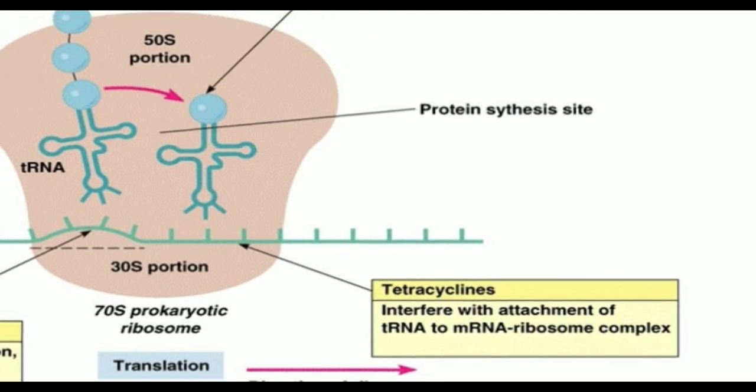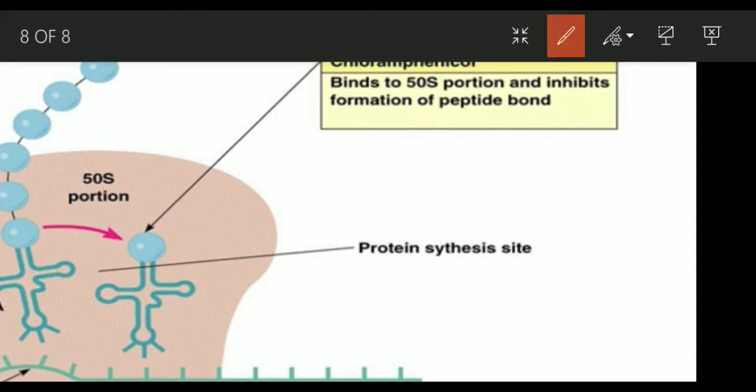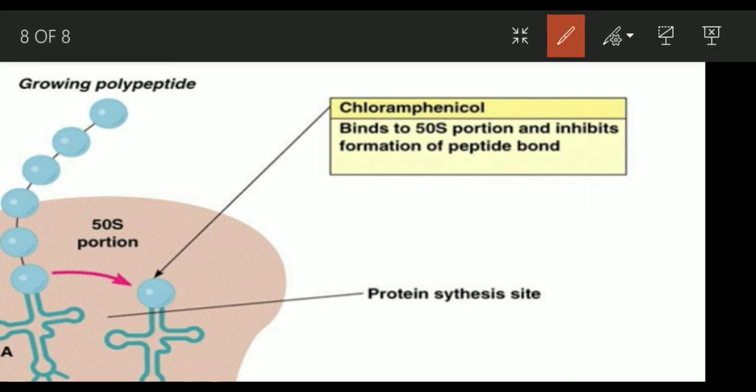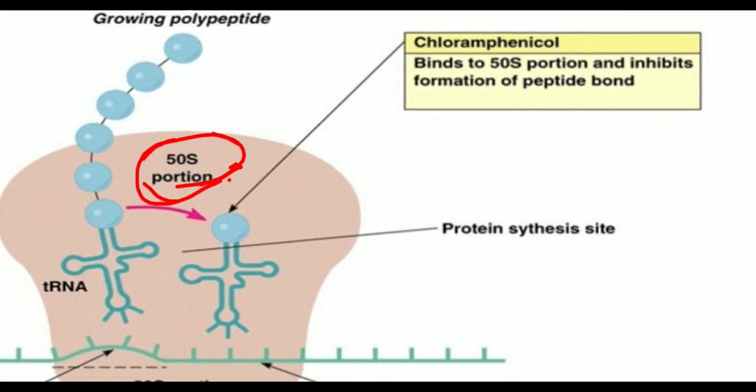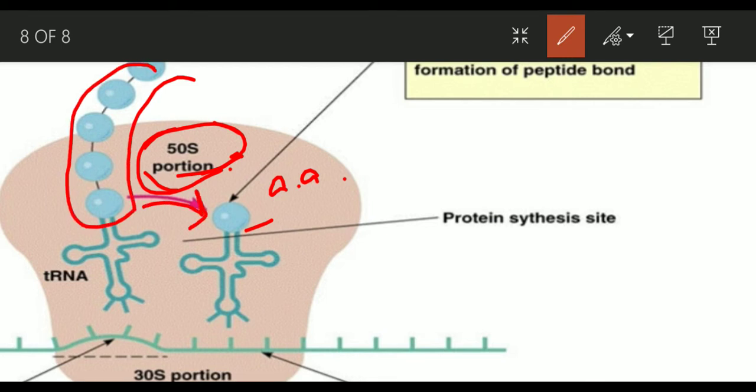Now let us look at the mode of action of chloramphenicol. So what chloramphenicol does, it binds to the 50S subunit of the ribosome and it inhibits the peptide bond formation. So in the end, a peptide bond has to be formed, right? This is the new amino acid that has to be incorporated, and this is the already existing polypeptide chain, and a peptide bond has to be formed.